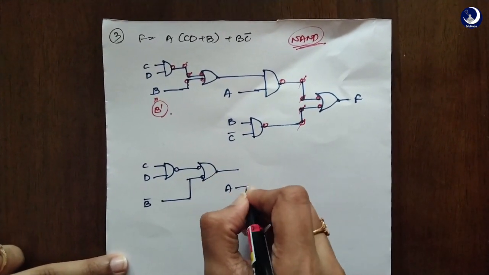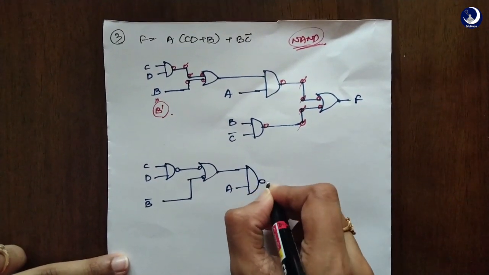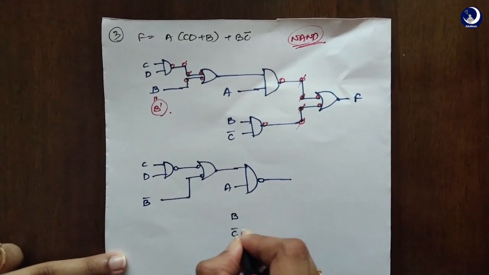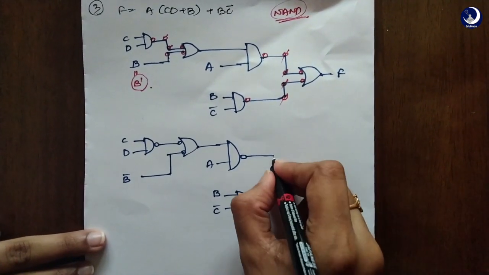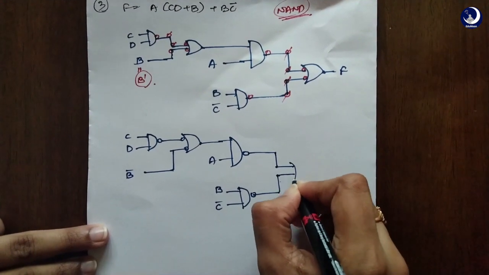Now there's an A here, and now we have an AND gate here. Now if you consider B and C here, you have a NAND gate here again, and then you have an OR gate here.